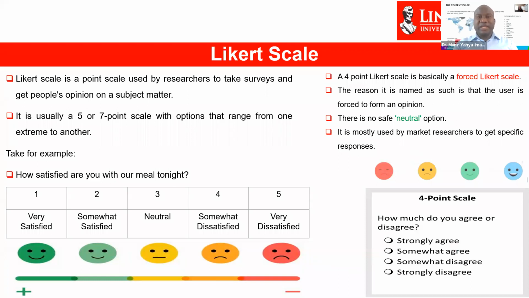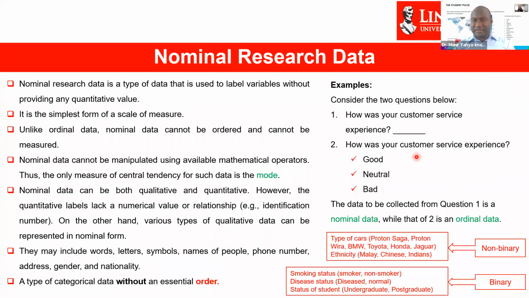Okay? Now, we have nominal research data as well. Nominal research data is a type of data that is used to label variables without providing any quantitative value. Okay? It is the simplest form of a scale of measure. Unlike ordinal data, nominal data cannot be ordered, okay, and cannot be measured. Nominal data cannot be manipulated using available mathematical operators. Thus, the only measure of central tendency for such data is the mode.